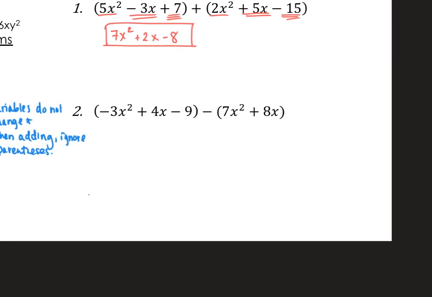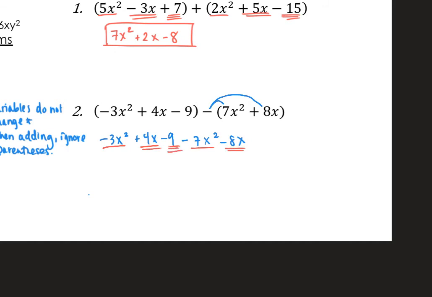Okay, the second one we're subtracting, so we're going to first distribute that negative, which is going to flip the signs of the second parentheses. The first parentheses stays the same. So it's minus 7x squared minus 8x, and now we can identify our like terms. We have an x squared here, an x, and then we have our constant term.